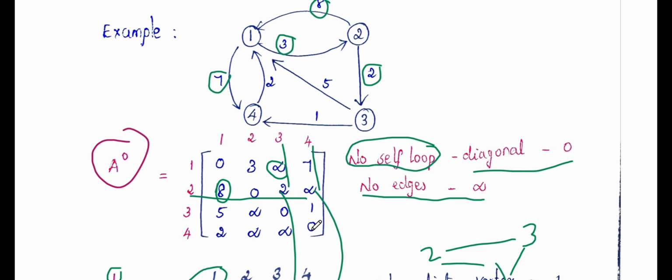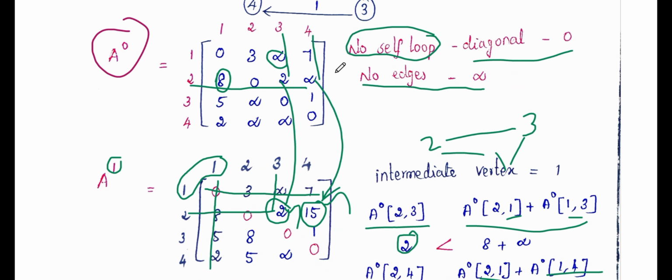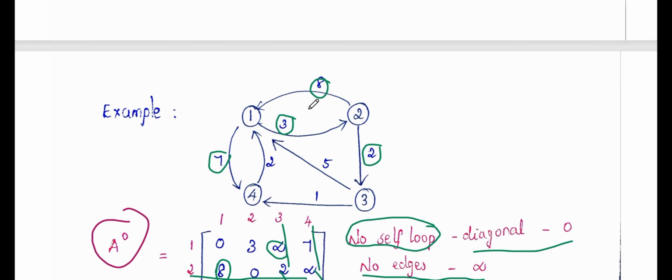If no self loop is there, then diagonal values are 0. Where there are no edges, put infinity. Otherwise, you update with the value from the graph. Clear, clear, clear. So, how many vertices are there? 4 vertices. Then you take A0 as the initial matrix. Then perform A1, A2, A3, A4. That means A1 uses 1 as the intermediate vertex, then A2 uses 2, then 3, then 4. Likewise, you find the final matrix. Okay. Thank you.